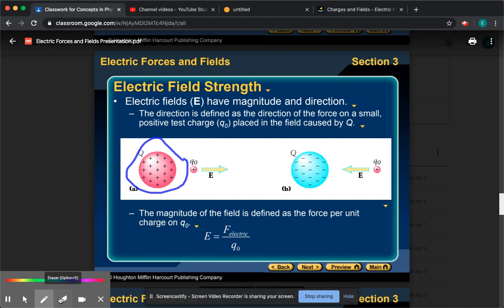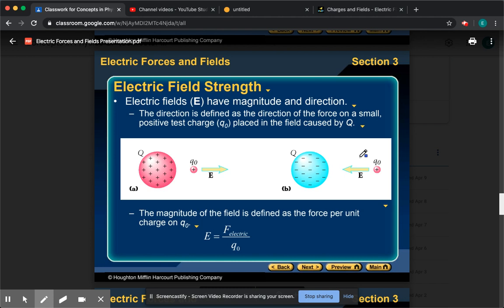That field is going to interact with other charges in the area. So in this case, let's say we have another smaller positively charged particle near the sphere. The electric field of the sphere is going to push away the positive particle and push it to the right. That's why you have the arrow going to the right. Okay. If you had a negative sphere, the negative sphere has a negative electric field, and that electric field is going to pull the positive particle towards it. Because remember, opposites attract. Okay.